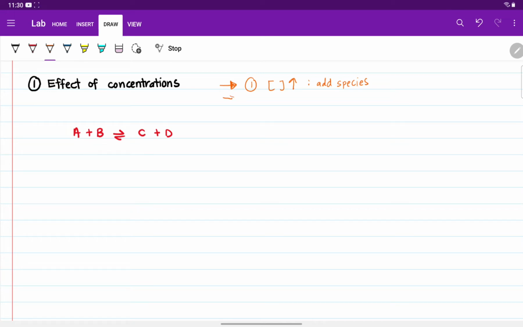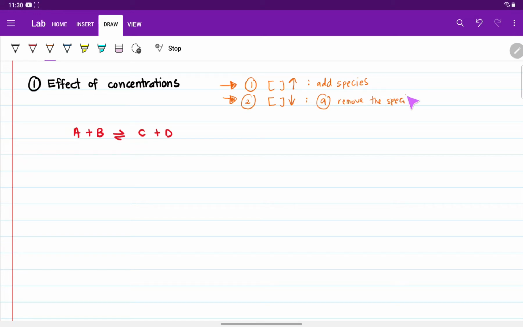Yang kedua, selain daripada increase the concentration, kita boleh juga decrease the concentration of the species. Cara macam mana kita boleh decrease concentration of species? Yang pertama, concentration of the particular species, sama ada reactant ataupun produk, boleh berkurang dengan cara kita remove the species.